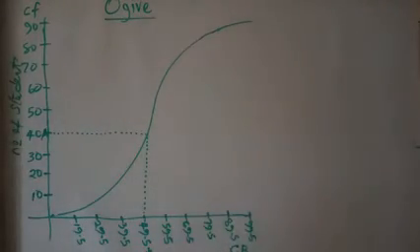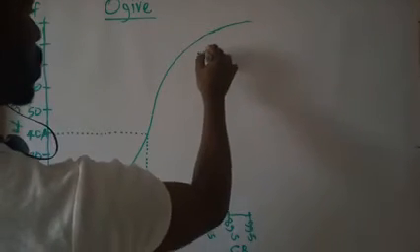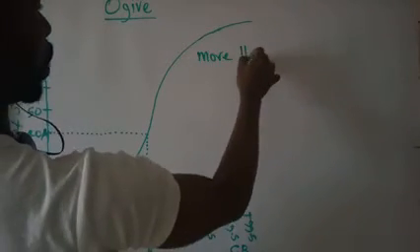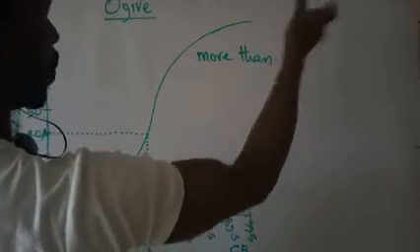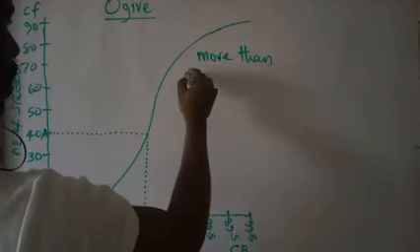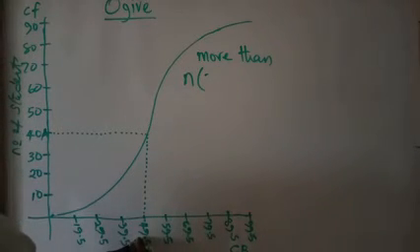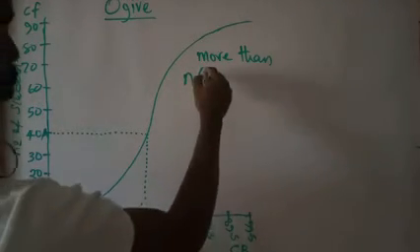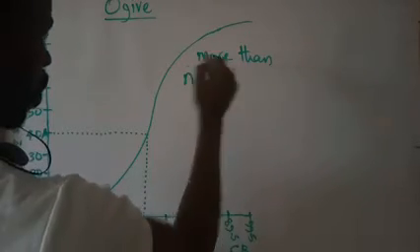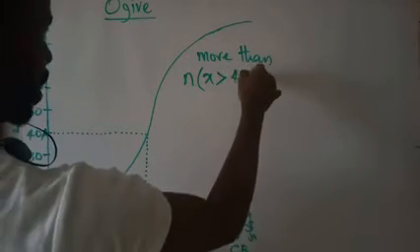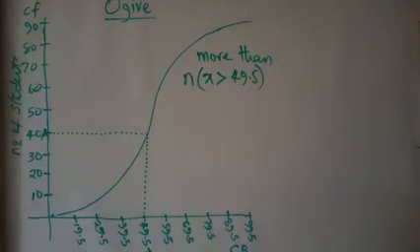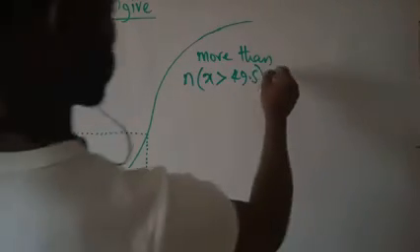Now, sometimes they will ask you to find the number of students that scored more than a particular number, a particular mark. So the value you are looking for is more than 49.5. Number of students that score more than that. How do you do it?